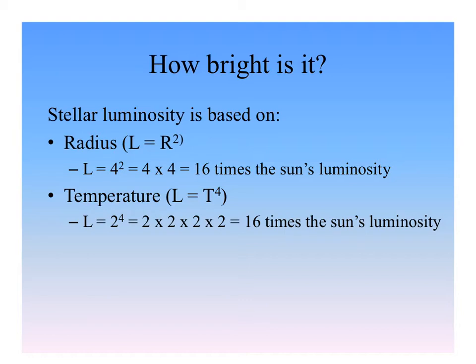So we know that the luminosity is equivalent to the radius squared. And we could use that in the opposite as well. If we knew the luminosity, we could determine what the size is. So how big the star is and how hot the star is. So the luminosity here is equivalent to the temperature to the 4th power.